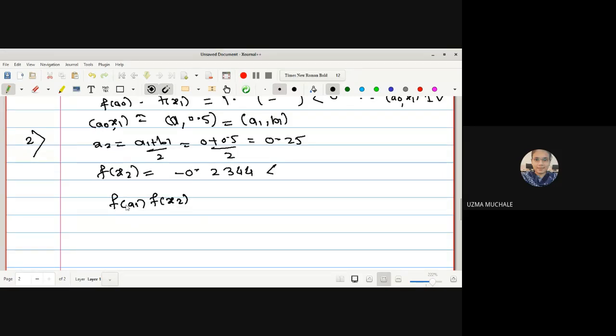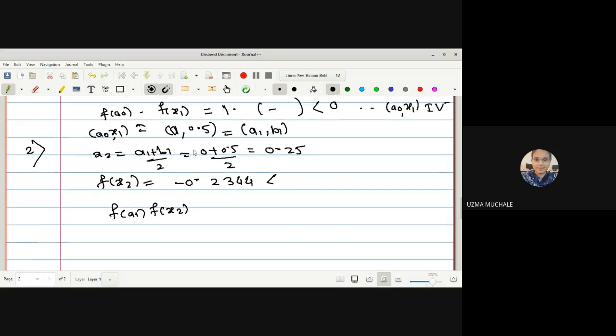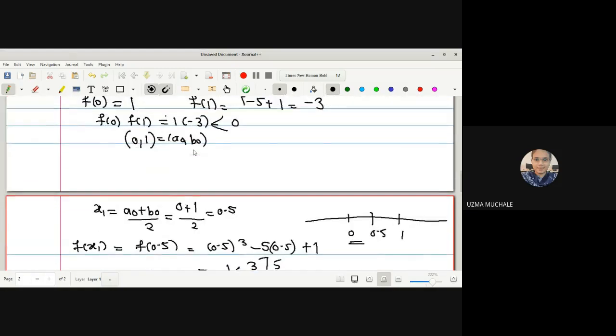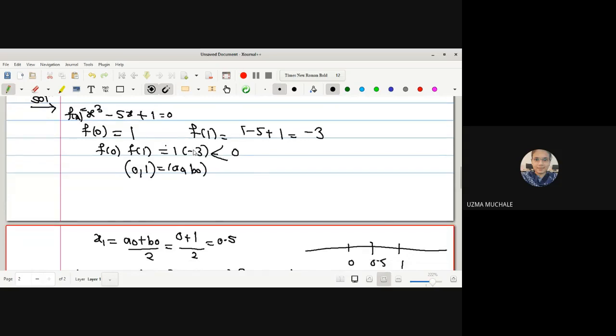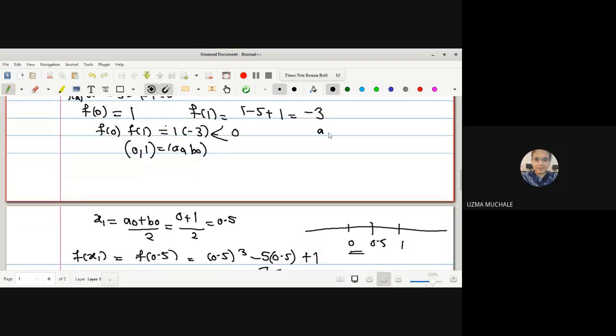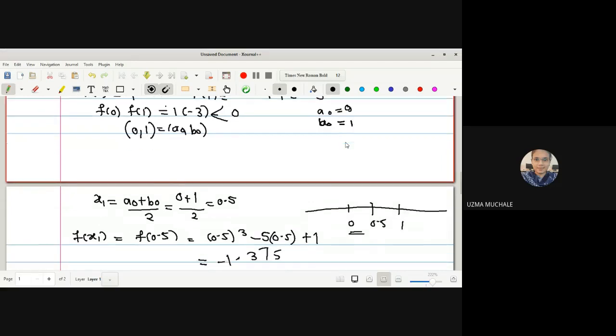Okay, and now here you cannot choose a now because we have renamed the interval. We are in the second step of our iteration. So we have to check f of a1 into f of x2. f of a1 is nothing but your f of a0. Correct? a0 and a1 both are same now. What is the value of a0? It is 0. If you are confused, you can write a0 is 0 and b0 is 1.